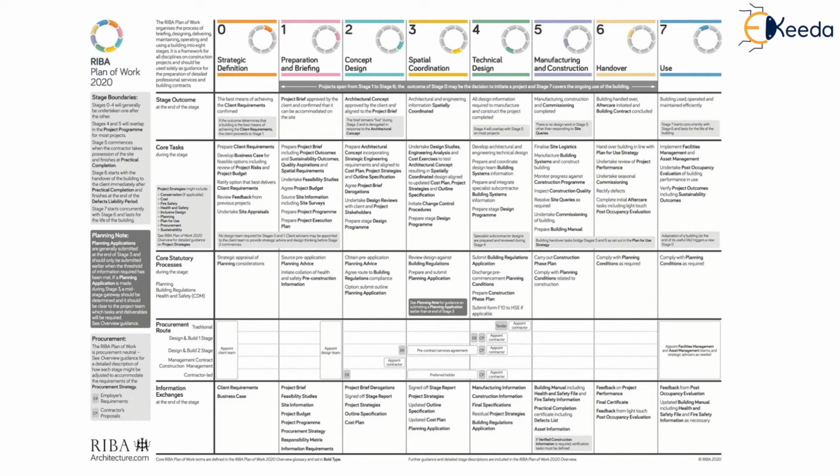So the sixth stage, handover, usually involves the review of the project performance, commissioning, as well as post-occupancy evaluation of the building. Once the handing over stage is done, the stage 7, that is the use, starts and continues throughout the life of the building. The use phase is governed by facilities management, asset management, and verifying the project outcomes and the sustainability outcomes throughout its lifetime.